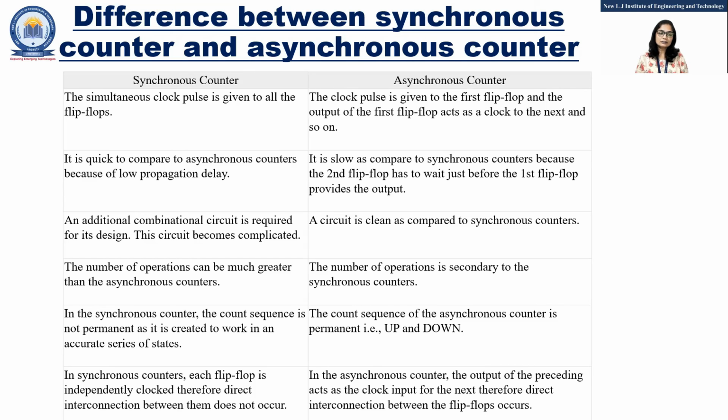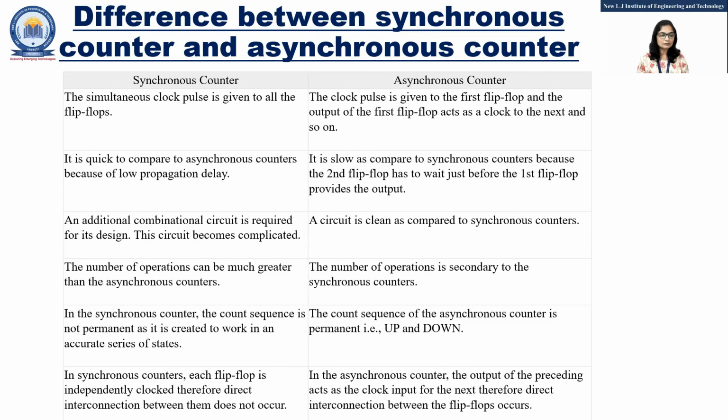The synchronous counter is quick compared to asynchronous counter. Why? Because it has low propagation delay, because we are applying clock simultaneously. So propagation delay is low, speed is high. Asynchronous counter is slow as compared to synchronous counter. In synchronous counter, an additional combinational circuit is required for its design, so it is complicated. But asynchronous counter is easy to design.